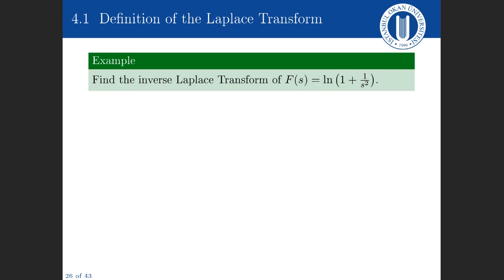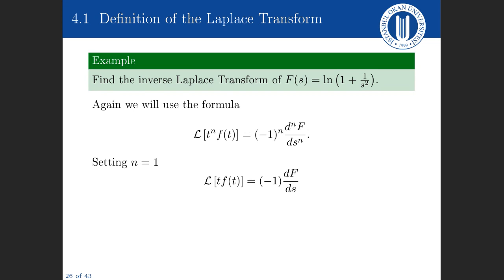Now, let's do an example. Find the inverse Laplace transform of the natural logarithm of 1 plus 1 over s squared. Again, we're going to use this formula. We're going to use that the Laplace transform of t to the power n, f of t, is equal to minus 1 to the power n, nth derivative of capital F. We're going to use this with n equal to 1.